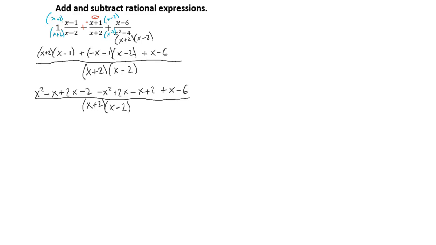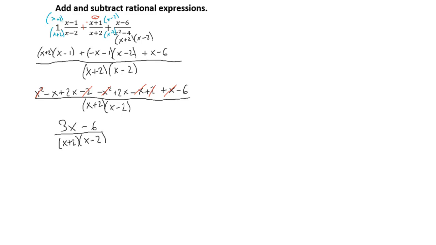And then I'm going to simplify the top. Well, I see a negative x² and x², so that's going to cancel out. And I have a negative x here and an x here. That's going to cancel out. A negative 2 and a positive 2 are going to cancel out. And now I have a 2x and a negative x. So that's a 3x. And I have a negative 6. All of that is over (x + 2)(x - 2).